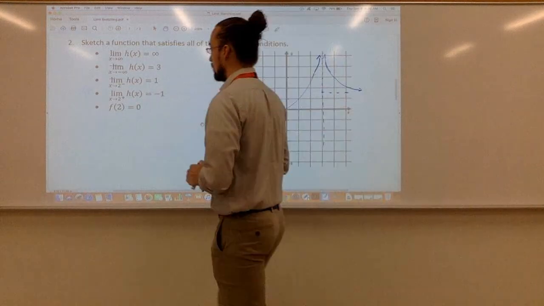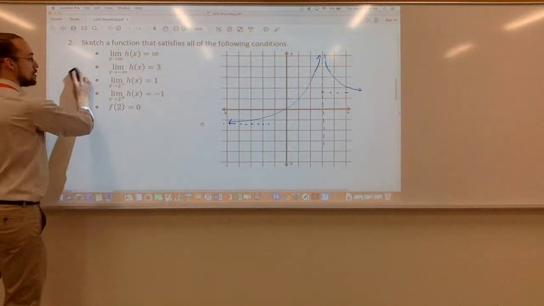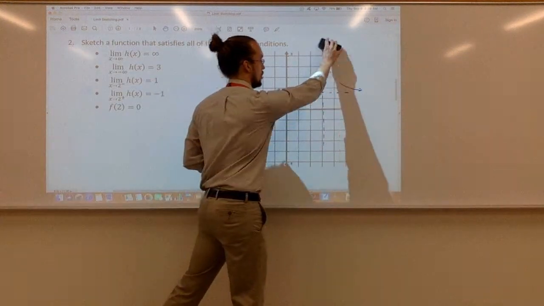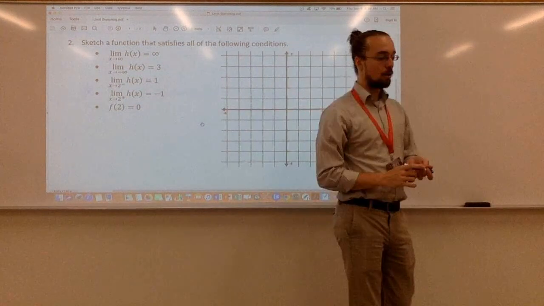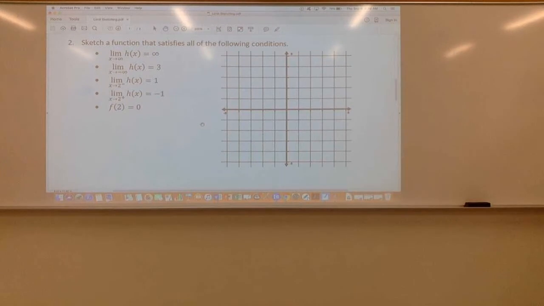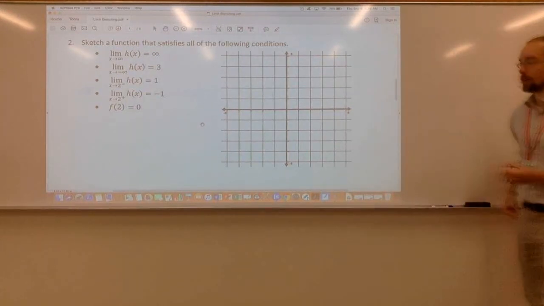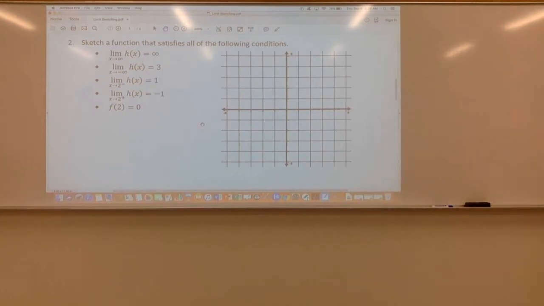Let's take a couple of minutes and see if you guys can sketch something out here that satisfies all 5 of these conditions. You can work together, bounce ideas off of each other. Let's see if you can sketch this function.